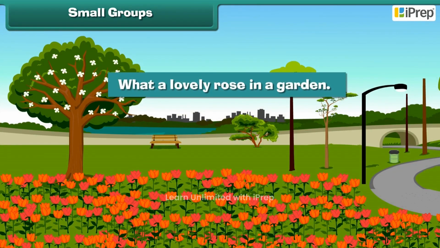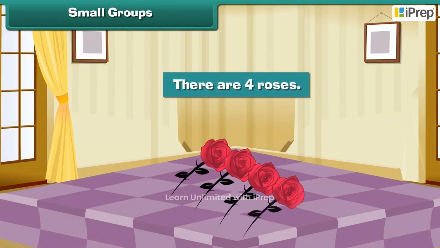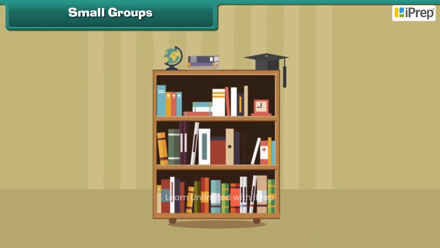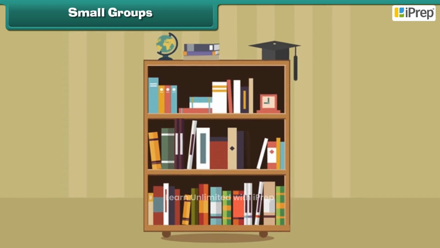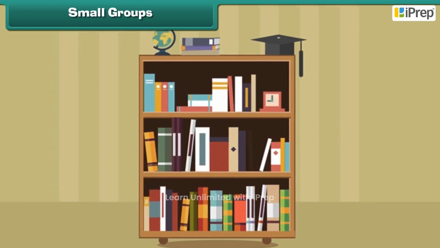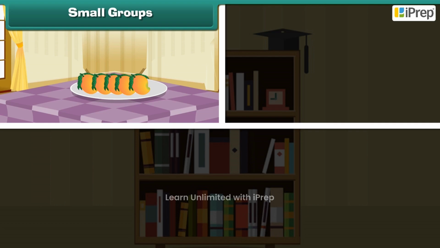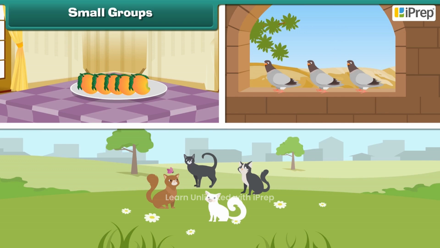What a lovely rose in a garden. There are 4 roses. These 4 roses make a group. When there are 2 or more objects, we call it a group. Some other examples are a group of 5 mangoes, a group of 3 birds, a group of 4 cats.